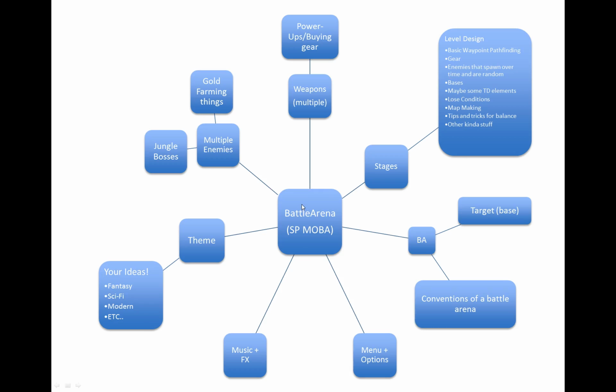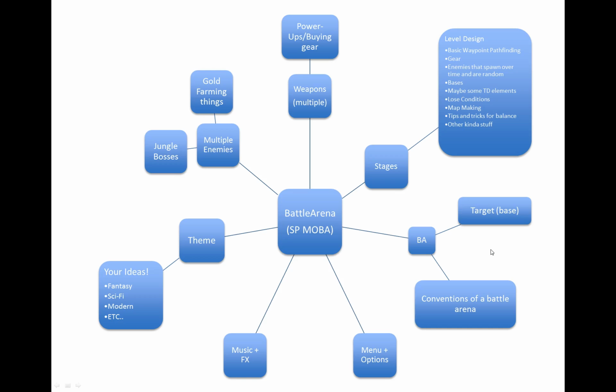So I'll actually start again. Let's go from the top again. Weapons, multiple. So just go straight up. Multiple weapons, and you can power them up by maybe having power ups or buying new gear, or maybe we decide what we choose. And if we go clockwise, we find stages as we had before. Level design, as I talked about, pathfinding, gear, enemies that spawn over time and are random, pretty self-explanatory, bases, maybe some tower defense elements, some lose conditions, how to make a good map, some tips and tricks for balancing things, and other kind of stuff, just the simple conventions of a battle arena.